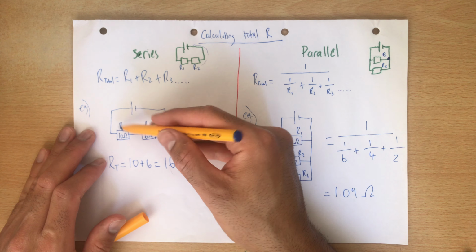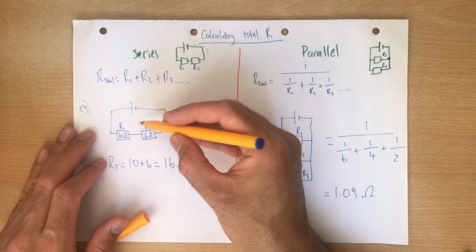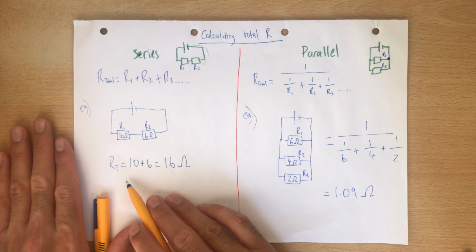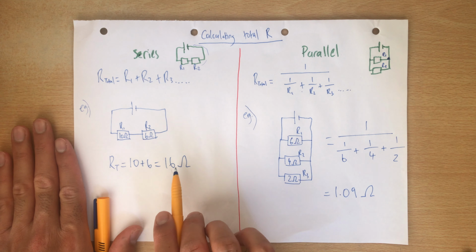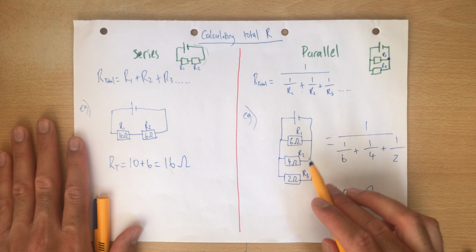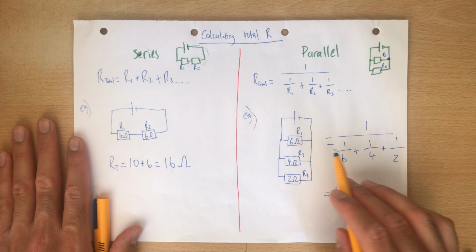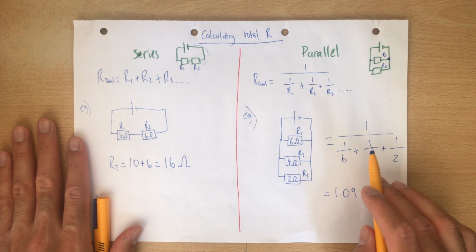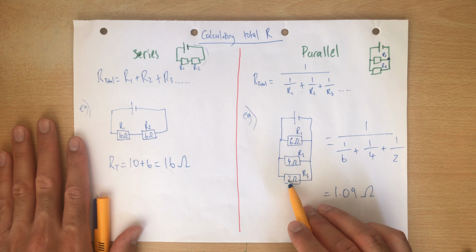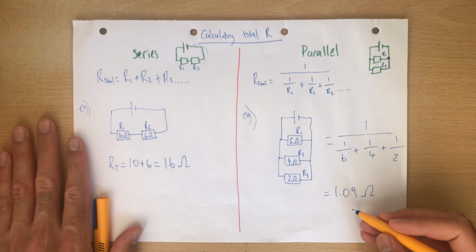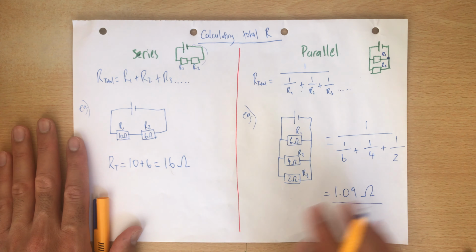In a series circuit, there's one loop, R1 and R2. This one is 10 ohms, this one is 6 ohms, and the total resistance here is going to be 10 plus 6, which is 16 ohms. And in this one, there's three resistors, three different loops. So we say 1 over 6, plus 1 over 4, plus 1 over 2, because it's a 6 ohm, 4 ohm and 2 ohm resistor. The total resistance is 1.09 ohms in this one, and the total resistance on this side is 16 ohms.